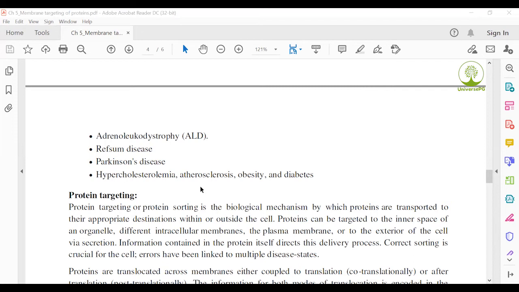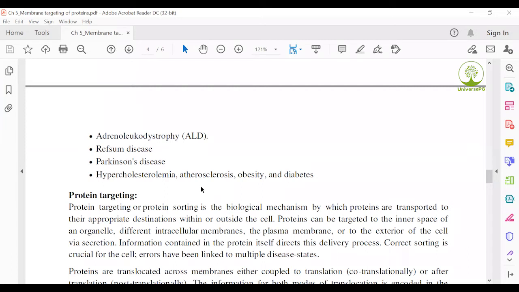Atherosclerosis: when LDL types of lipid form a plaque in our blood circulatory system, and it inhibits the blood circulation properly, this type of condition is called atherosclerosis. Obesity: when body weight is overweight as per BMI and height, then this type of condition is called obesity.